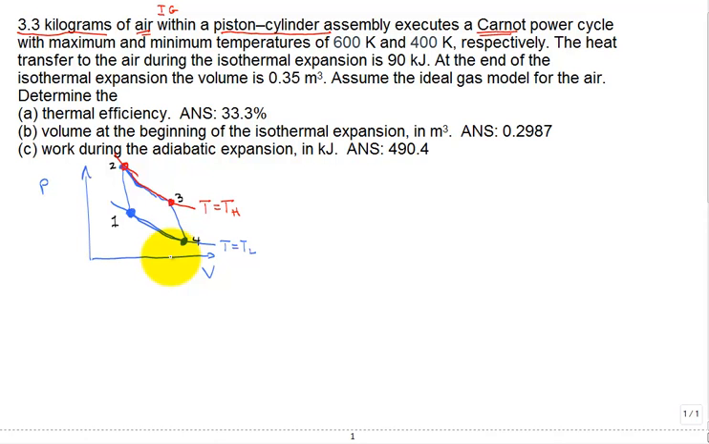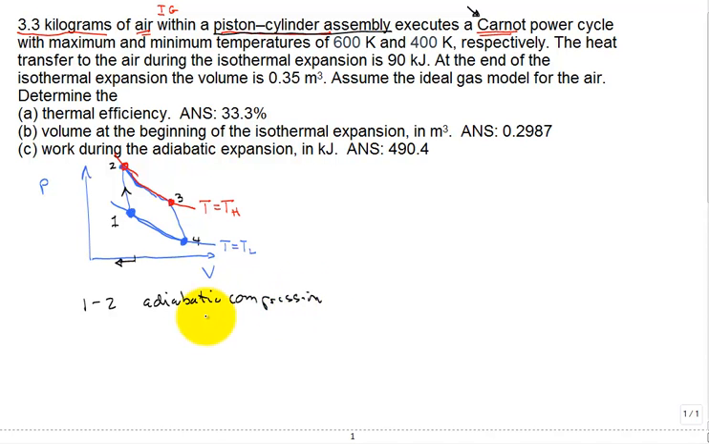Okay, so when you're going from state 1 to 2, it's being compressed, and it's happening adiabatically, meaning the heat transfer is 0. So 1 to 2, that's what you have to understand when you see the Carnot power cycle with the air in a piston cylinder assembly. So you can say, okay, 1 to 2, what is that process? Adiabatic compression.